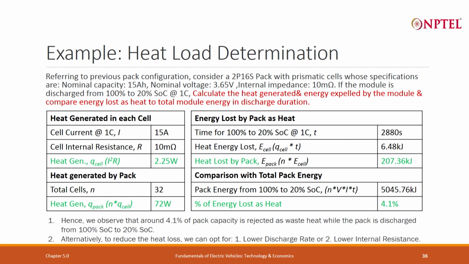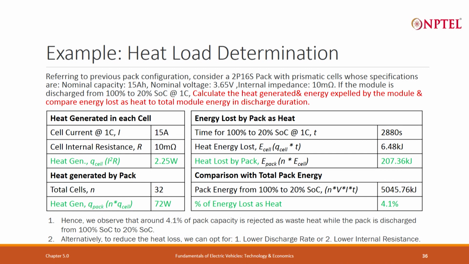So, what we see here, for a SOC from 100% to 20%, 4.1% of energy is getting lost because of the heat generation. And why is that heat getting generated? Because of the internal resistance. How can we reduce the heat loss? What is the heat loss here? It's I square R. I is the current, and that we also say C rate.